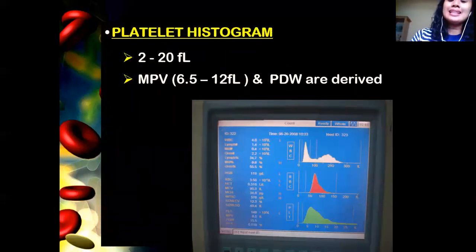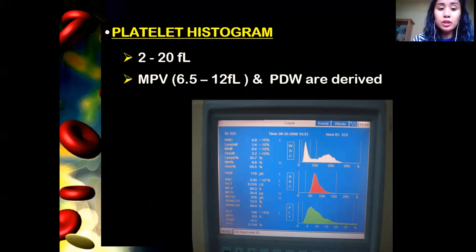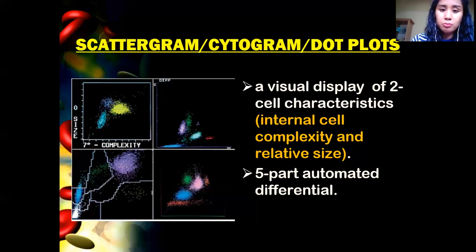Platelet histogram. Ang liit lang ng platelet, class. So, its volume is 2 to 20 femtoliters. MPV, mean platelet volume, is 6.5 to 12 femtoliters. And platelet distribution width. So, they are both computed. Ito, class, ang hirap nito: scattergram, cytogram, or dot plot. And may ganyan rin.